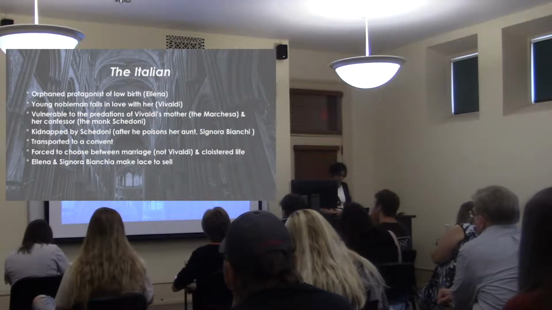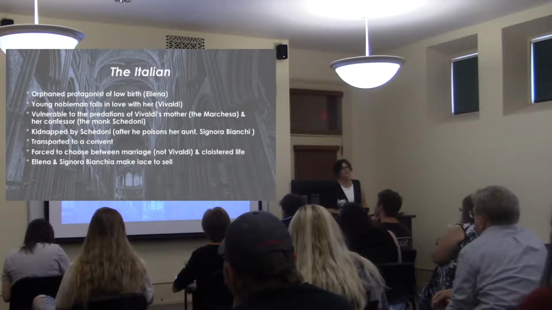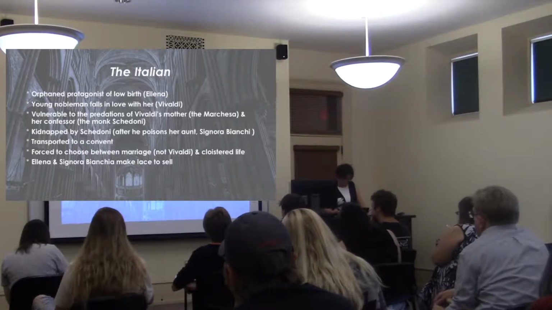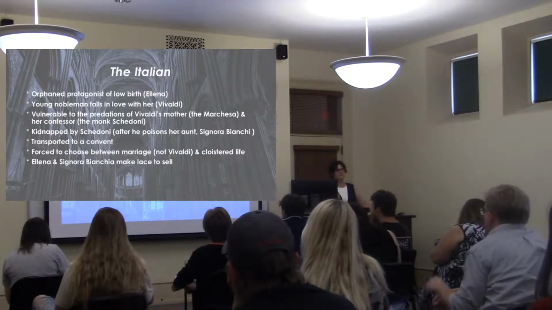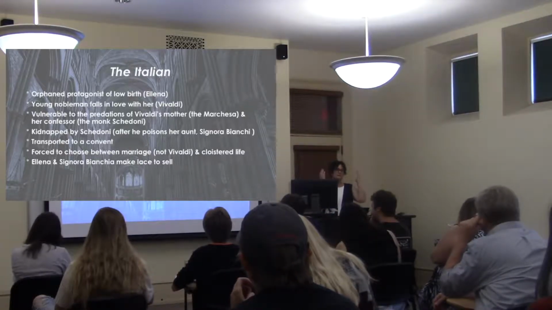Okay, plot summary time. So, in Radcliffe's novel, the protagonist is an orphan, Ellena, of presumably low birth, and she catches the eye of Vivaldi, a young nobleman who immediately falls in love with her, even though she's wearing a veil, so you can't see her face.